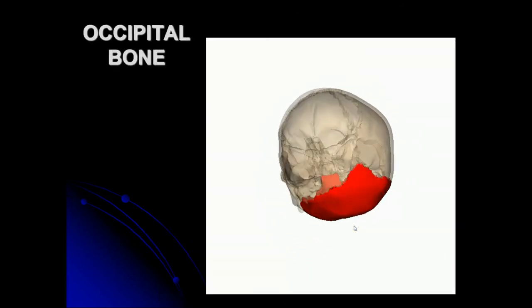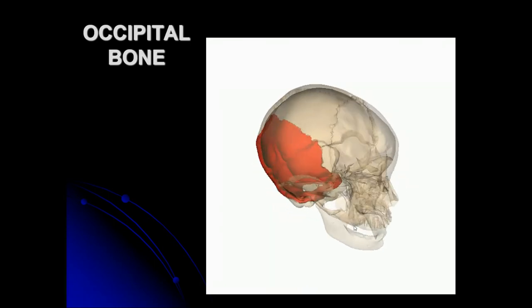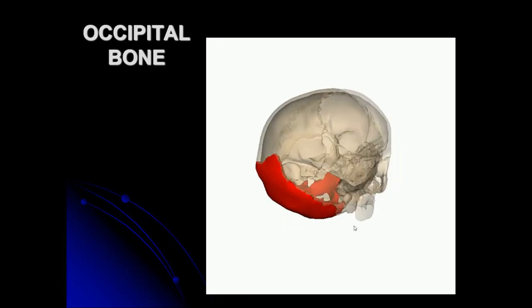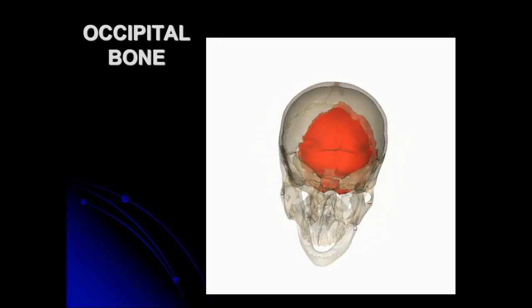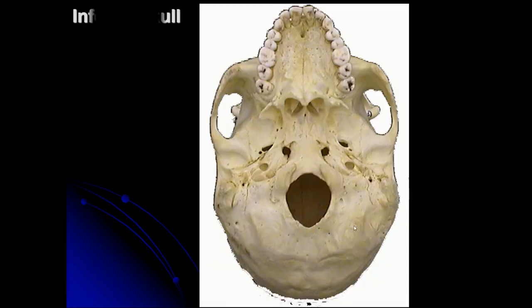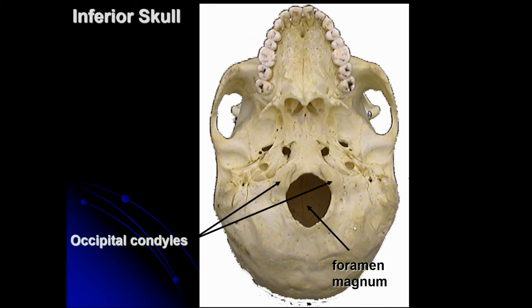The next bone we're going to look at is the occipital bone. So the occipital bone is posterior and inferior. It forms the back part of the skull, but also part of the bottom of the skull. And as it rotates, you can see that there's a big hole right in the middle of it. So if we look at that, we can see that big hole. And that big hole is actually called the big hole, but it's the Latin: foramen magnum. Magnum literally means big, and foramen means hole. So that's the big hole. The spinal cord goes through here to attach to the brain.